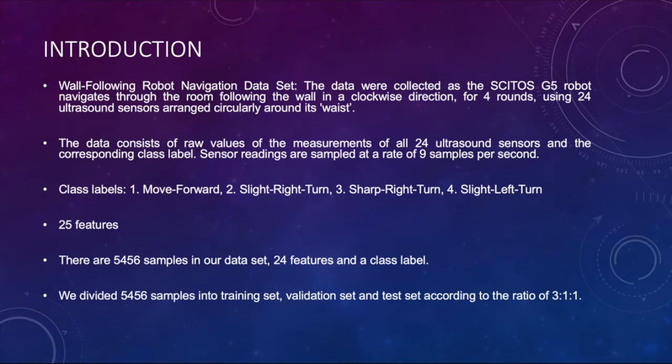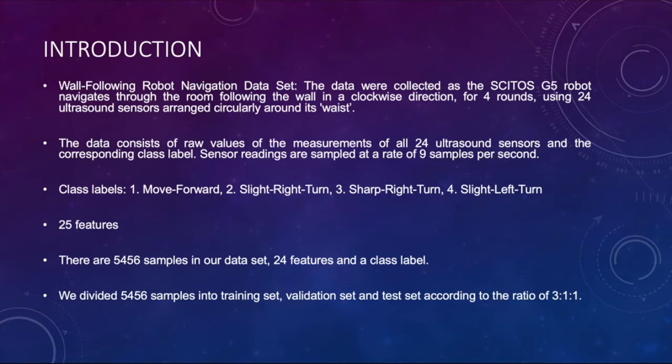It is worth mentioning that the 24 ultrasound readings and the simplified distance were collected at the same time step, so each file has the same number of rows. It has 4 class labels: move forward, slight right turn, sharp right turn, and slight left turn. There are 5,456 samples in our dataset, 24 features and a class label.